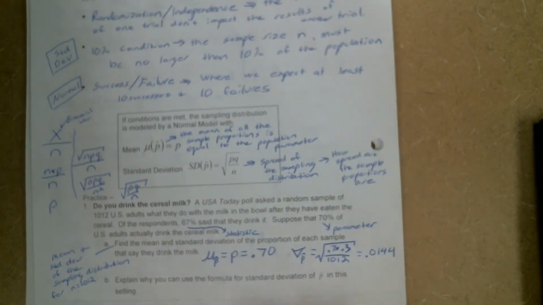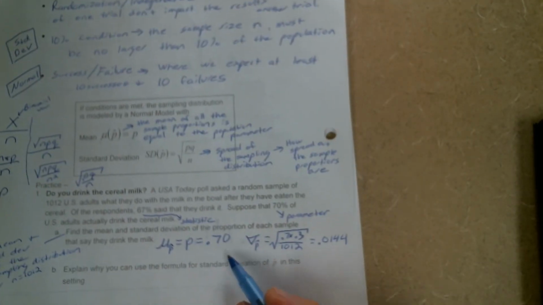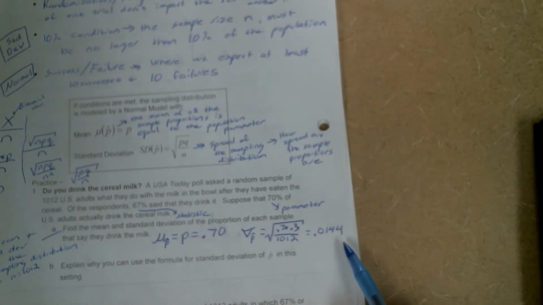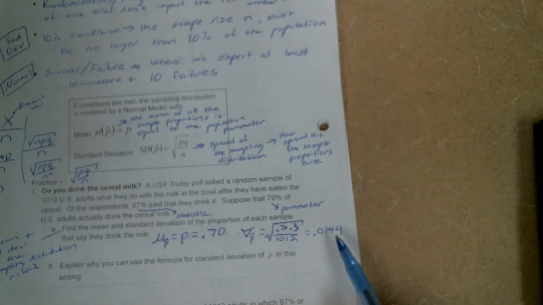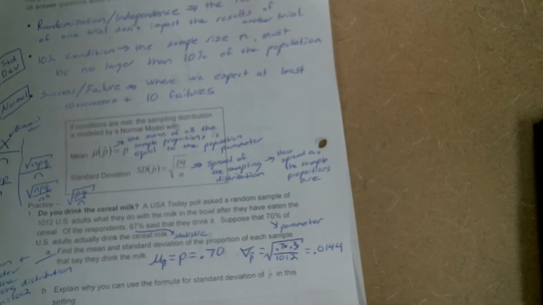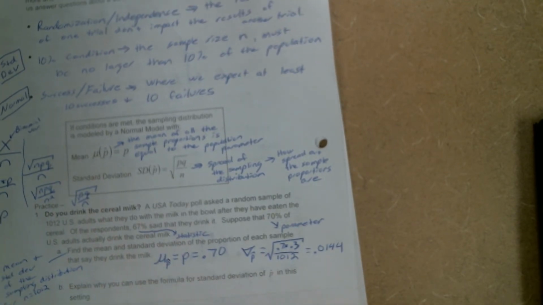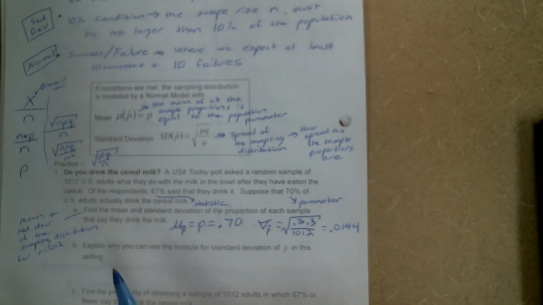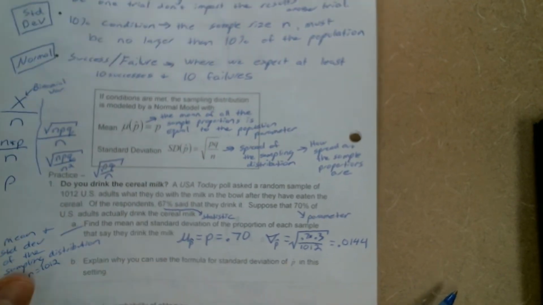So just taking it back to the Hershey Kisses for a second, you'd expect a curve that was centered around 0.7 with a standard deviation of 0.0144. You're going to be pretty tightly condensed around that 0.7 because our sample size was so large. As the sample gets larger, the spread of your sampling distribution gets smaller and smaller and smaller.